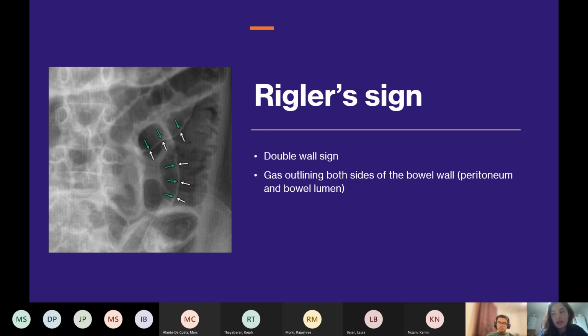Does anyone know what this is? It's pretty impressive if you do know this at this point, but basically this is showing air both inside the bowel and on the outside of the bowel. This is something else that they could mention to you. Yeah, nice, it's Rigler's sign. It's this kind of double wall look. Some photos are better than others, but it's the double wall sign, showing gas within the lumen and gas outside of the lumen.